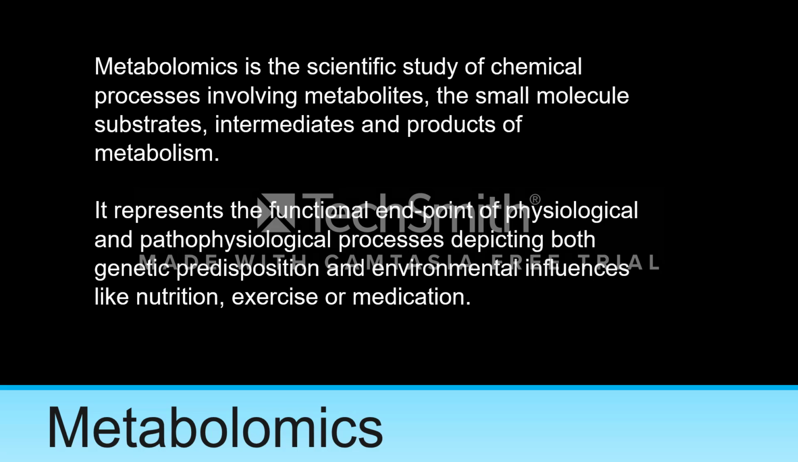So what is metabolomics? Metabolomics is the study of the chemical processes involving metabolites, which are small molecules that are substrates. They're mostly going to be your lipids and amino acids, things like that, at the endpoint of the physiological and pathological process, depicting both the genetic predisposition and the environmental influences like nutrition and exercise and medication. Metabolomics literally is your entire body's processing. Think about your metabolism.